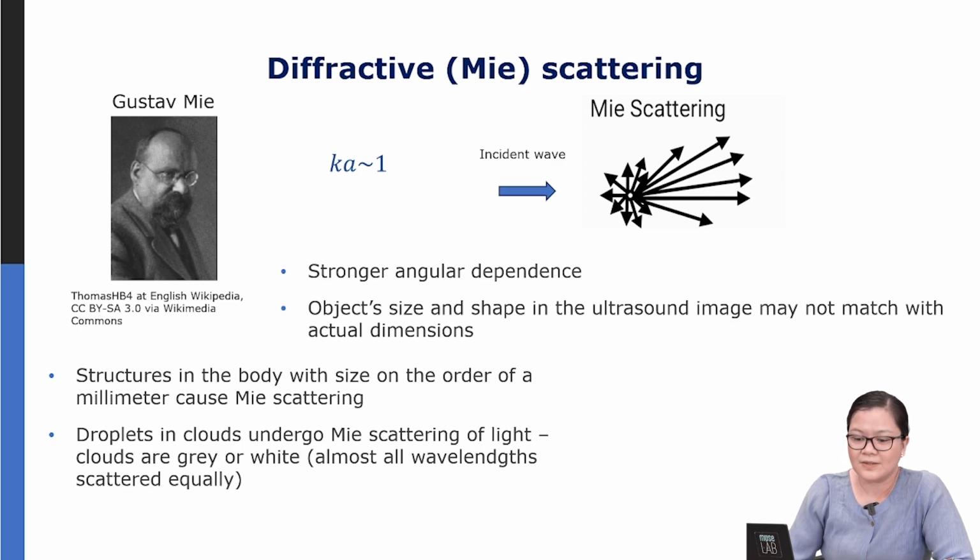For instance, in the atmosphere again, we have droplets in the clouds that undergo Mie scattering of light. Some of these clouds are gray or white, and almost all the wavelengths are scattered equally. In this case, we know visible light is almost white, right? Mostly white. Then we see some tinge of gray as well in the clouds, depending on the sizes of these droplets.